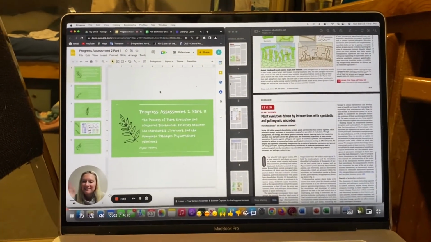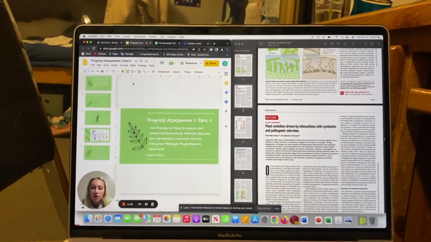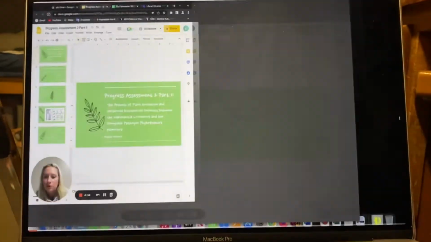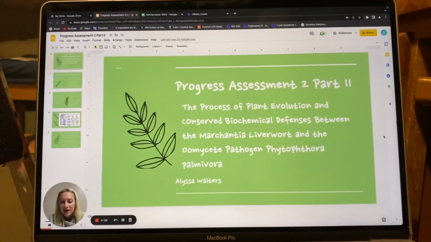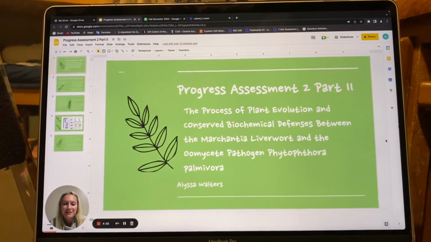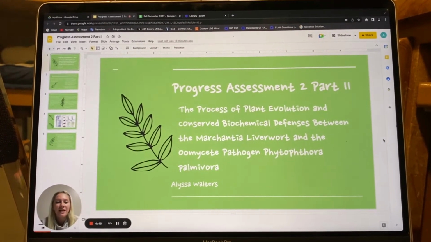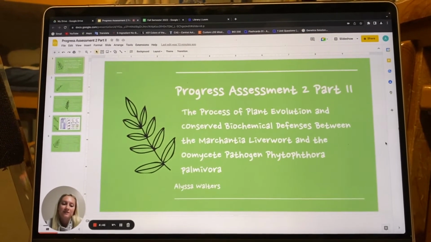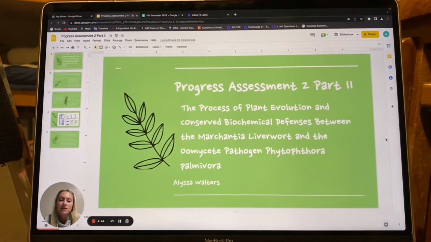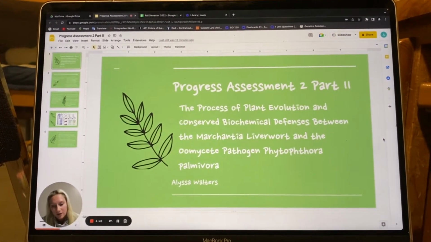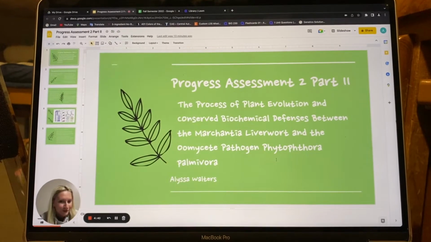Hi everyone, this is going to be the second part of Progress Assessment 2. And I am going to specifically be talking about the process of plant evolution and conserved biochemical defenses between the Marchantia liverwort and the oomycete pathogen listed here.